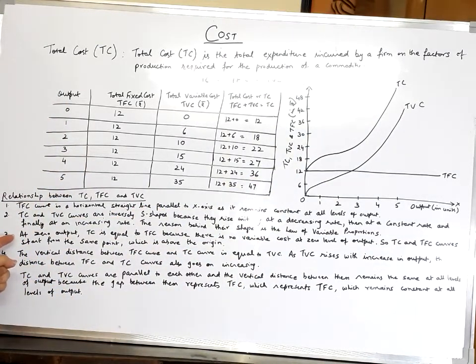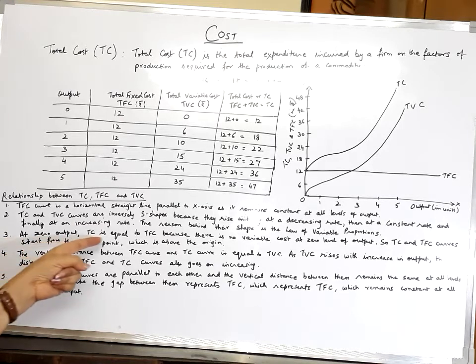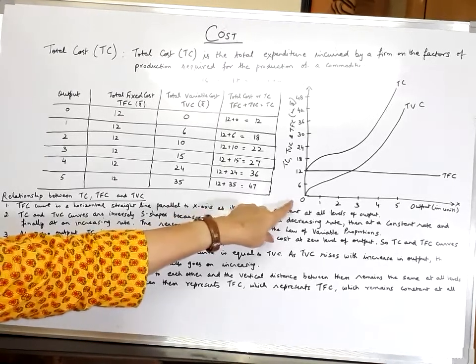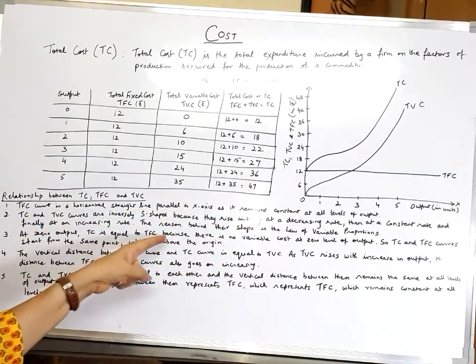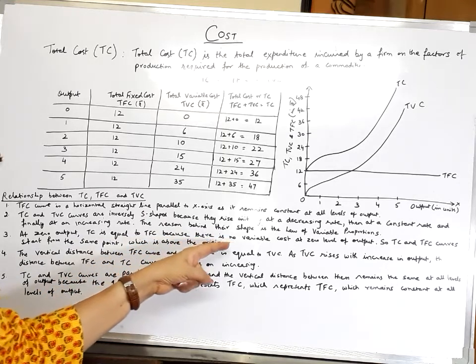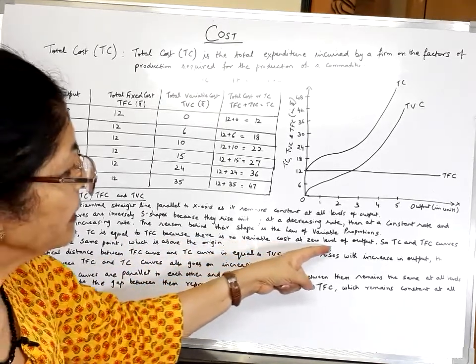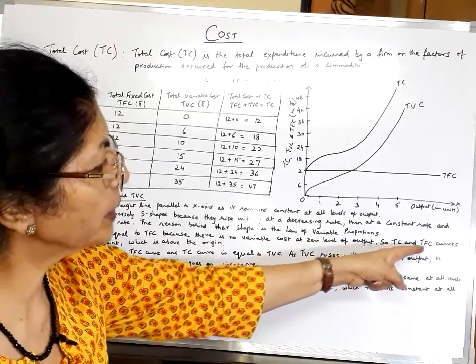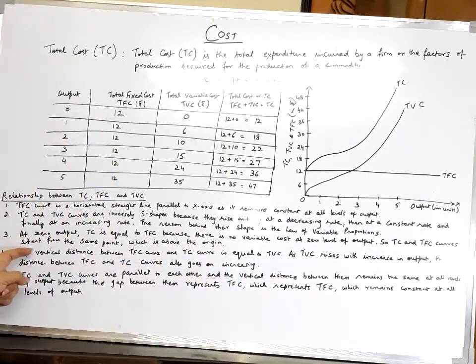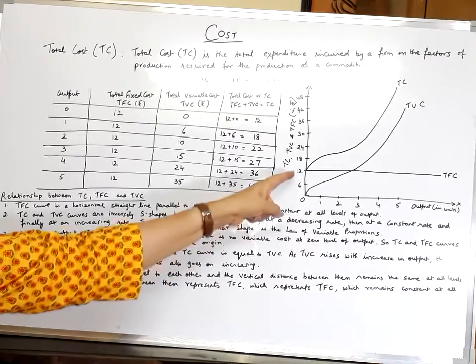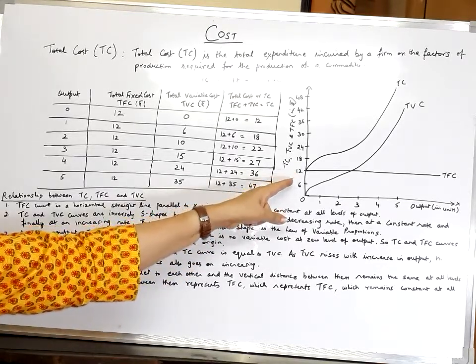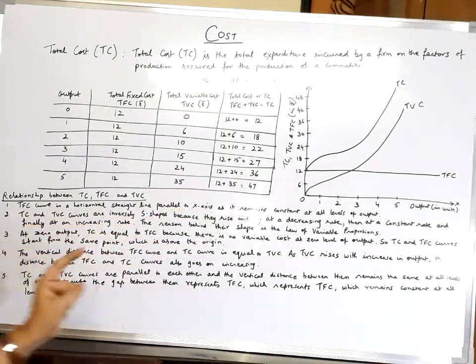Third point of relationship between TC, TVC and TFC is that at 0 output, TC is equal to TFC. At 0 output, TFC is equal to TC because there is no variable cost at 0 level of output. So total cost and total fixed cost curves start from the same point, which is above the origin. So here you start your TC at this point where your TFC begins.